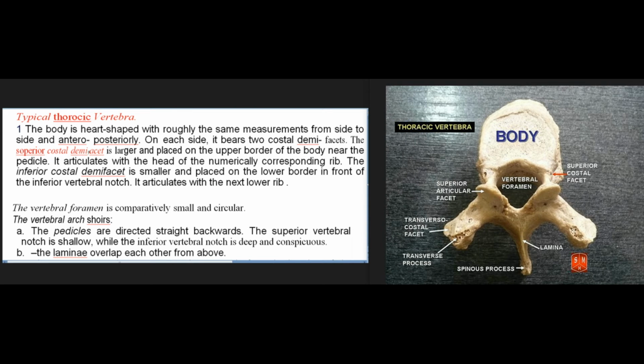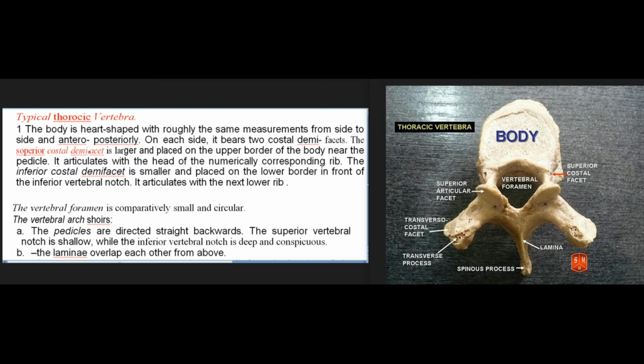Typical thoracic vertebra. 1. The body is heart-shaped with roughly the same measurements from side to side and anteroposteriorly. On each side, it bears 2 costal demi-facets. The superior costal demi-facet is larger and placed on the upper border of the body near the pedicle. It articulates with the head of the numerically corresponding rib. The inferior costal demi-facet is smaller and placed on the lower border in front of the inferior vertebral notch. It articulates with the next lower rib. The vertebral foramen is comparatively small and circular.